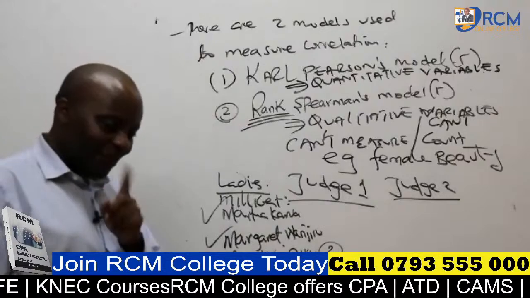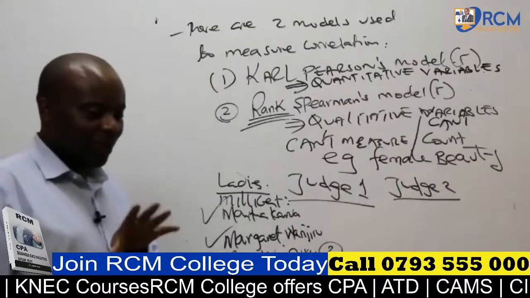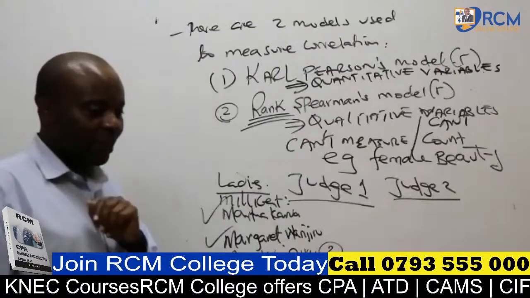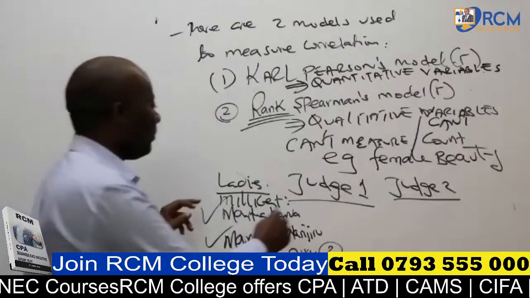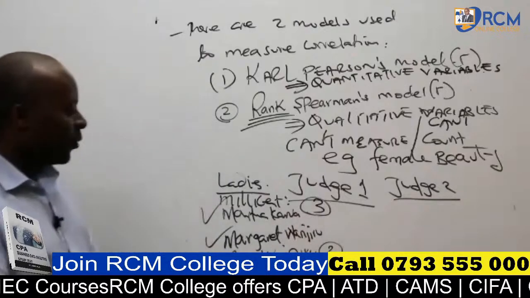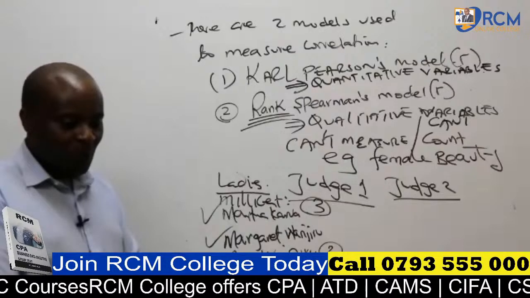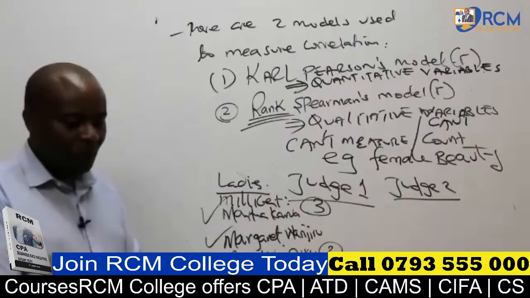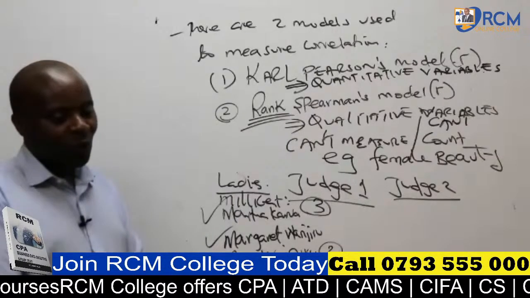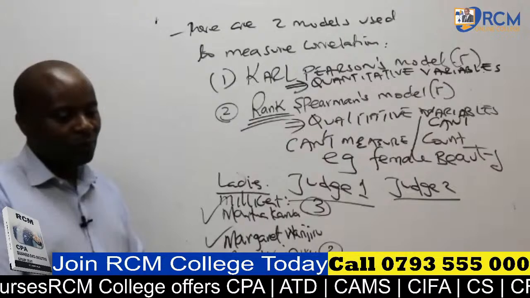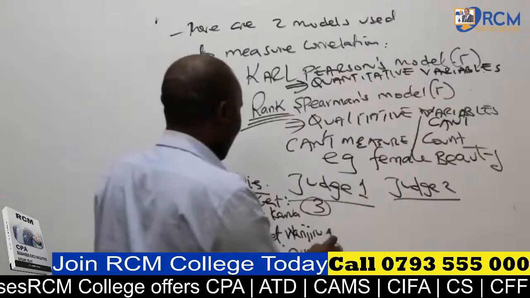James, I have not given you work. I have given work to two people. Gibson, I am still with you. Number 3, who? Millicent. Number 3 is Millicent. Number 4. Gibson, I am still with you. Margaret. So in this case number 4 is Margaret Wanjiro.